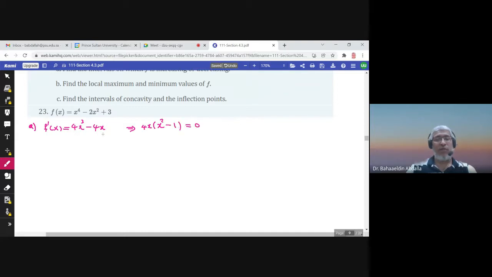And if we put it equal to 0 to find the zeros, we find that x is 0, this is one of the zeros, and x squared equals 1, so x is plus or minus 1, square root of 1, which is 1. So there are three zeros of f prime. So we make the table of f prime. Here negative infinity, here negative 1, 1, and infinity.